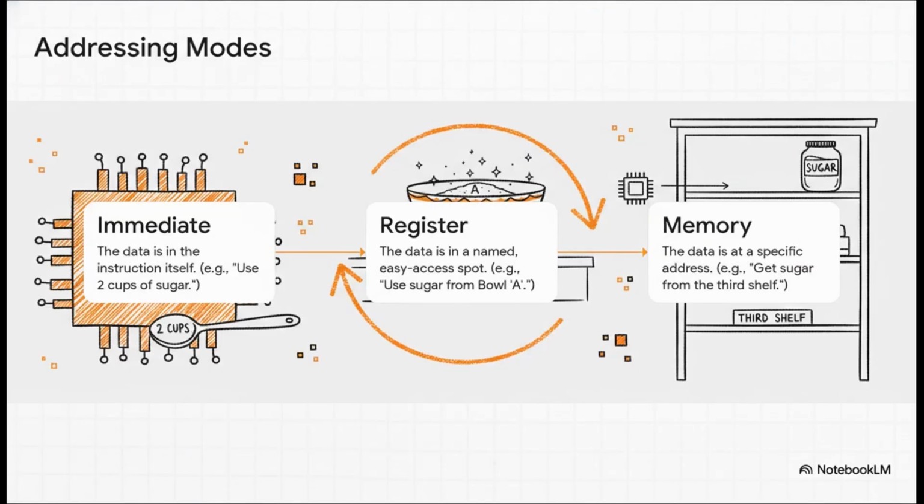Let's break these modes down with our chef. First up, you have immediate mode. That's when the recipe says, use 2 cups of sugar. The data, 2 cups, is right there in the instruction. Super simple. Then you've got register mode. This is like saying, use the sugar from the bowl labeled A. The data is in a special, super quick access spot right on the counter. And finally, there's memory mode. This is when the chef has to go to the pantry, 3rd shelf, and get the sugar. The processor has to go to a specific address to get what it needs.